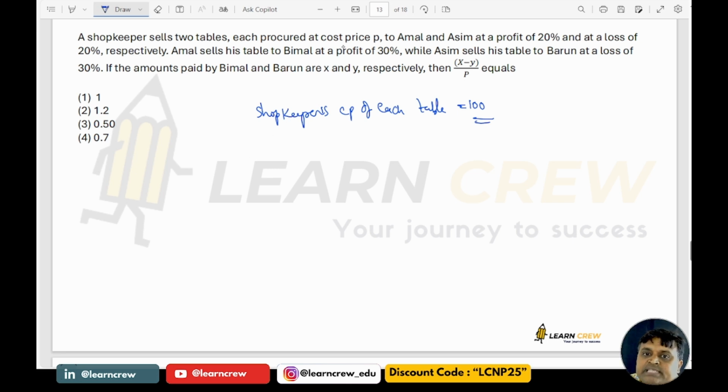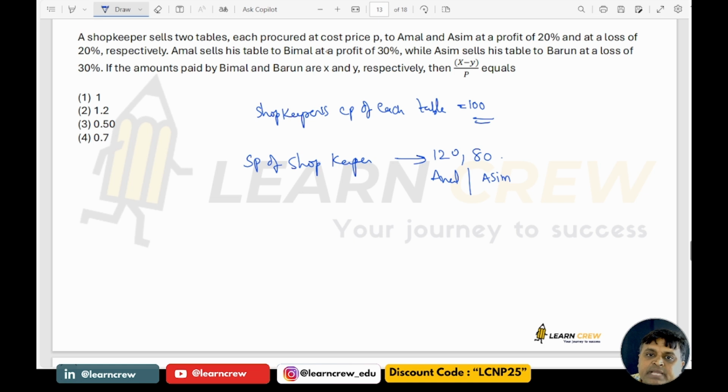and the shopkeeper is selling to Amal at 20% profit and to Asim at 20% loss. So you can say now the selling prices of the shopkeeper are, one is 20% gain, the other is 20% loss. Okay, this is Amal's cost price, this is Asim's cost price. Okay, now what happened here?